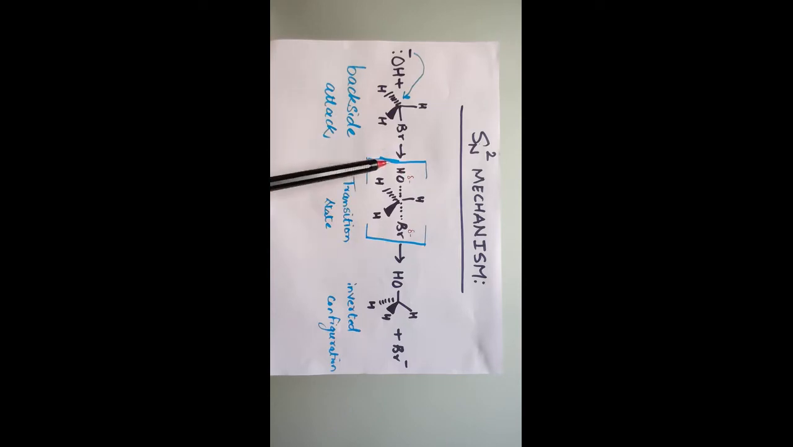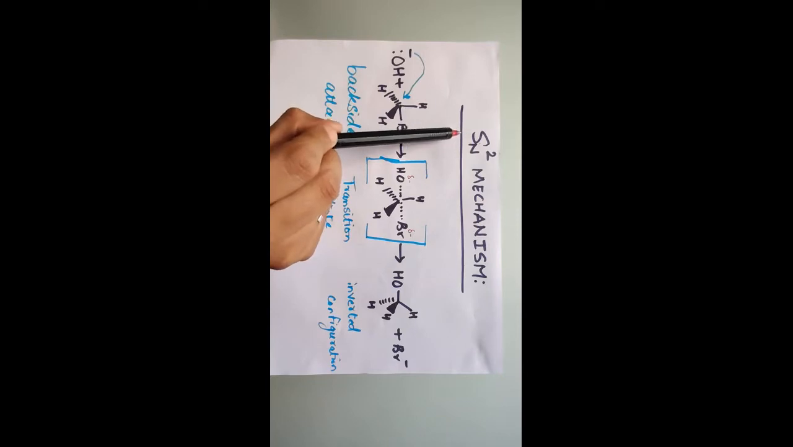Due to this, the bond making will not be that easy, and that is why you should not choose the haloalkane which is bulky in nature in order to get your substitution nucleophilic bimolecular mechanism.